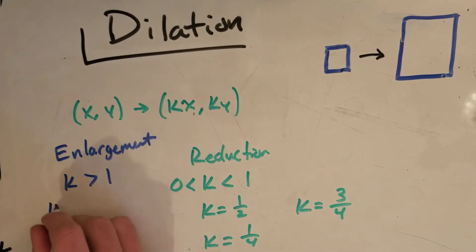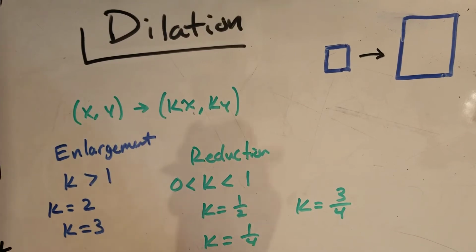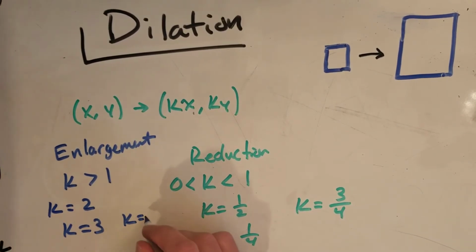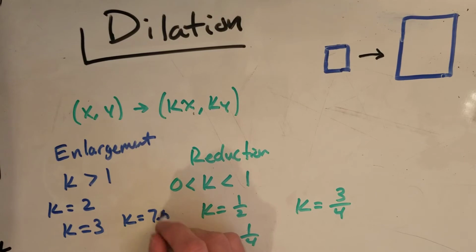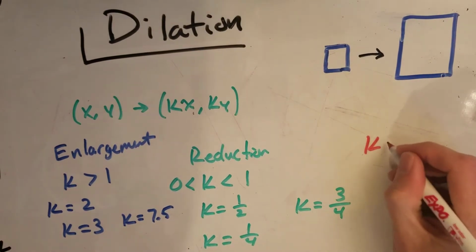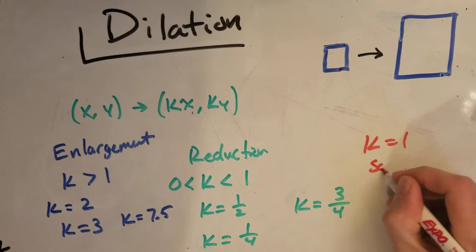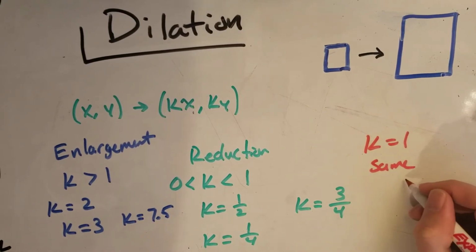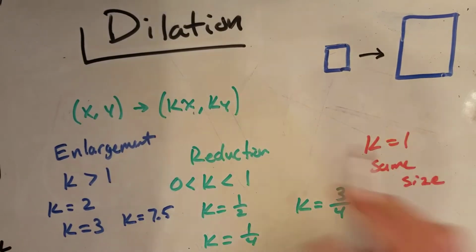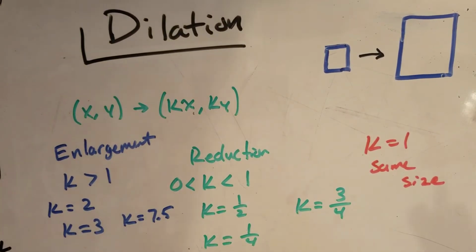And some of our enlargements, we'll rewrite them. K equals 2, you're doubling. K equals 3 would be tripling. K equals 7.5, you're still getting 7.5 times larger. And the last thing, if K does somehow equal 1, that just means you're going to stay the exact same size. If you put K equals 1 in up here, you're left with XY, which is what you started with. So you're not going to get larger or smaller, you'll stay the same.